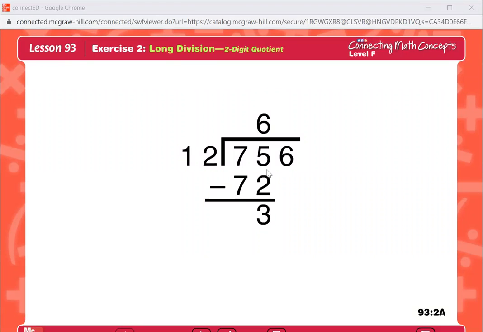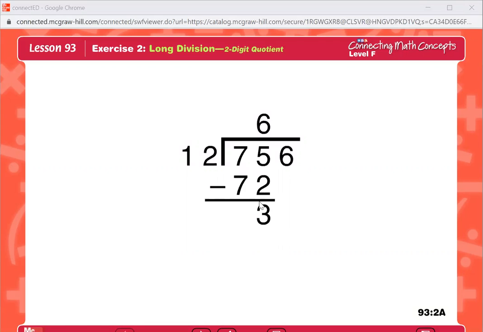Here we see 756 divided by 12. The problem is partially worked. The first digit of the answer is written. What digit answer do we have so far? The digit we have so far is 6. What's the remainder? Our remainder is 3. When you subtract 75 minus 72, your remainder is 3.